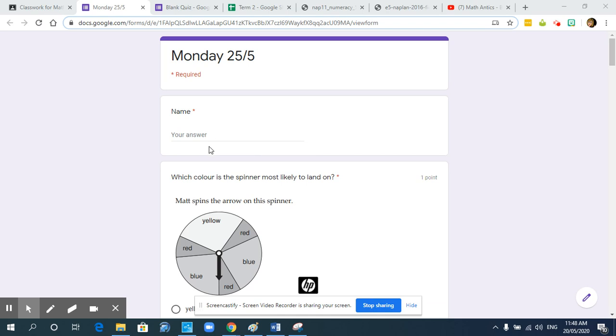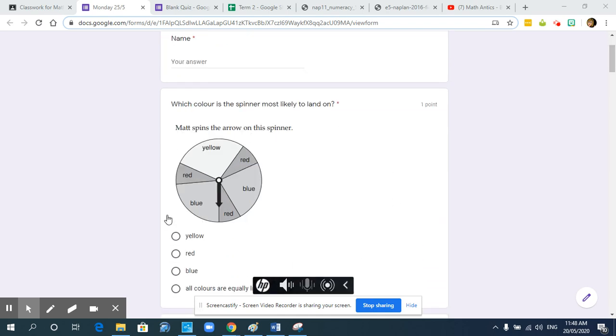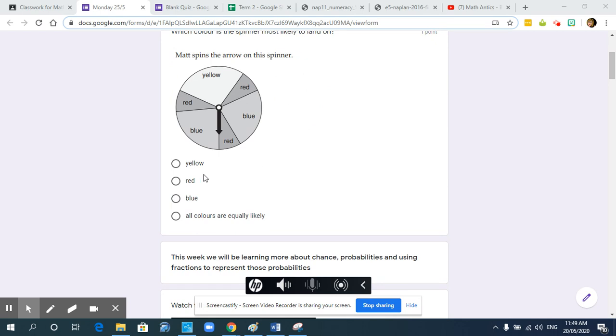Name in the first box as usual, and our NAPLAN practice question is, which colour is the spinner most likely to land on? Have a look at the colours. We've got yellow, red, blue, red, blue, red. Matt spins the arrow on this spinner. Which colour is the spinner most likely to land on? Is it yellow, red, blue, or all colours are equally likely?